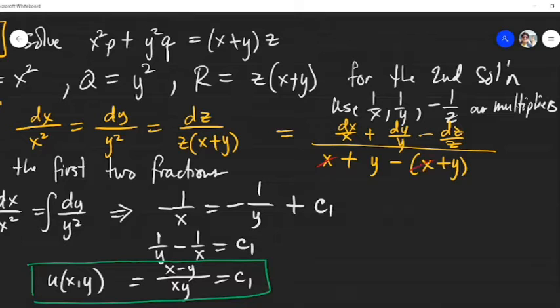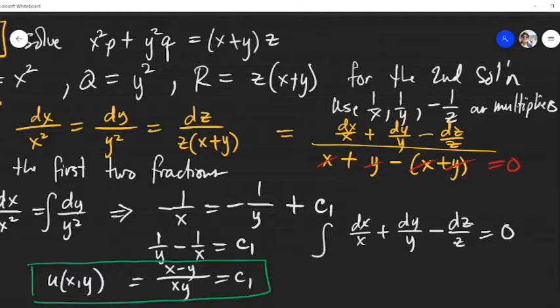Okay, so this will cancel out. So x minus x and y minus y, so this is equal to 0. So what remains is the denominator is 0 multiplied by any of the three fractions here is just equal to 0. So what remains is dx over x plus dy over y minus dz over z is equal to 0. So this can be integrated, right? So integrating dx over x is just ln of x plus ln of y minus ln of z.